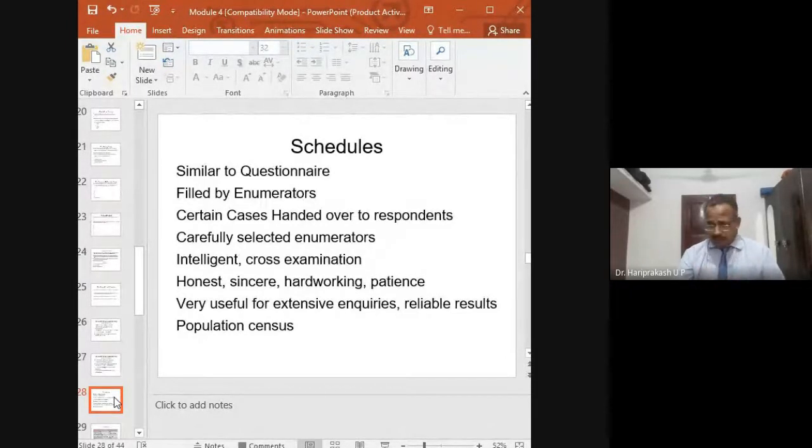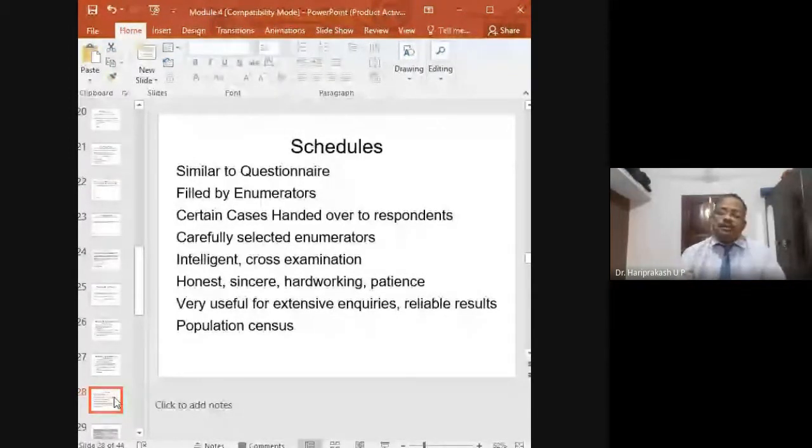So many details are collected. That is for the purpose of the government. So that is a census. Here the instrument they use is not a questionnaire. It is called a schedule. Normally schedules have more questions compared to a questionnaire, and the process of collecting data also is different. As we said, there is an enumerator involved here.